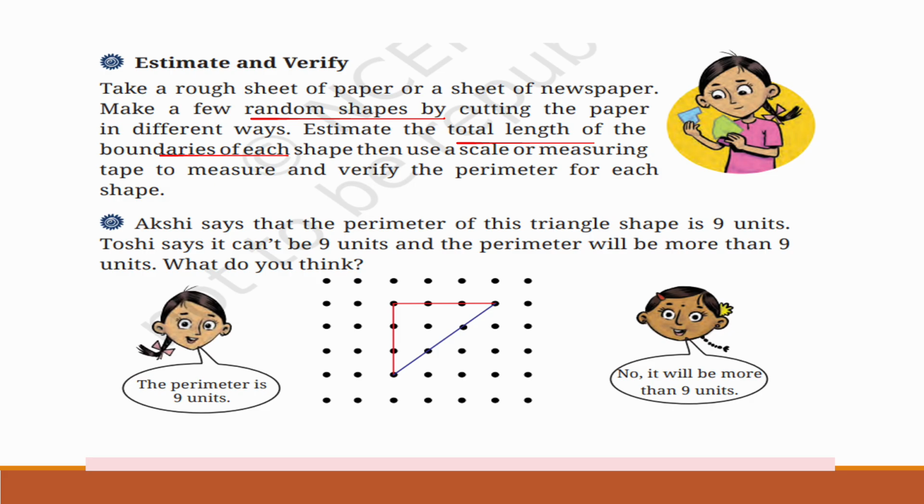Akshay says that the perimeter of this triangle shape is 9 units. Toshi says it can't be 9 units and the perimeter will be more than 9 units. What do you think? So Akshay says that the perimeter of this triangle is 9 units, but Toshi says it cannot be 9 units, the perimeter will be more than 9 units. We will see.